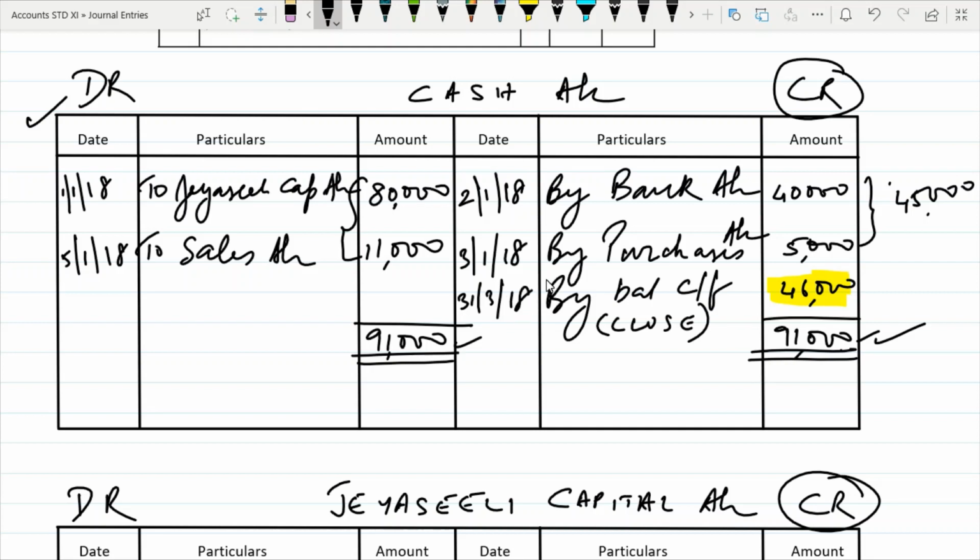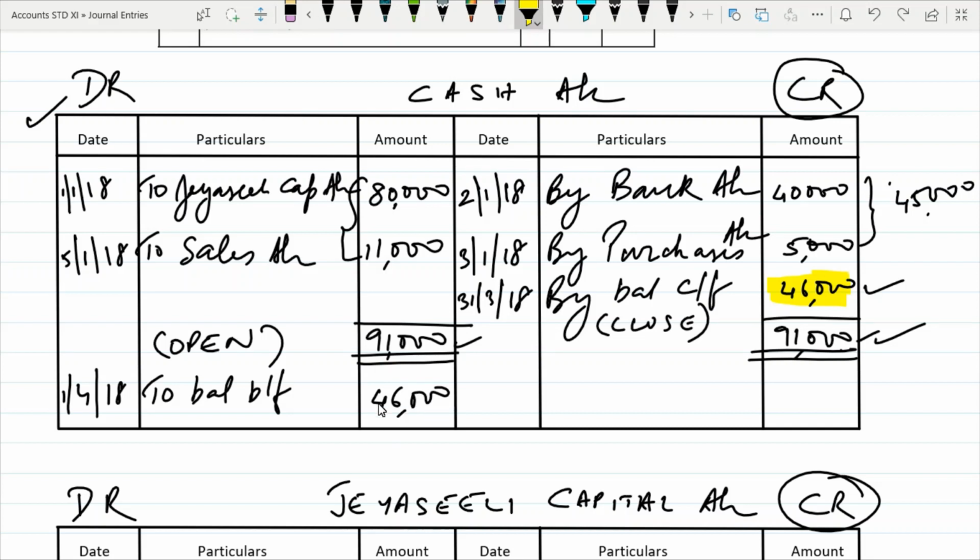March 2018. Again, this closing figure comes as opening figure on the opposite side. So here it will come as the opening figure. So on 1st of April 18, you will get a opening figure. So to balance brought forward, how much will be the same figure here? So 46,000.